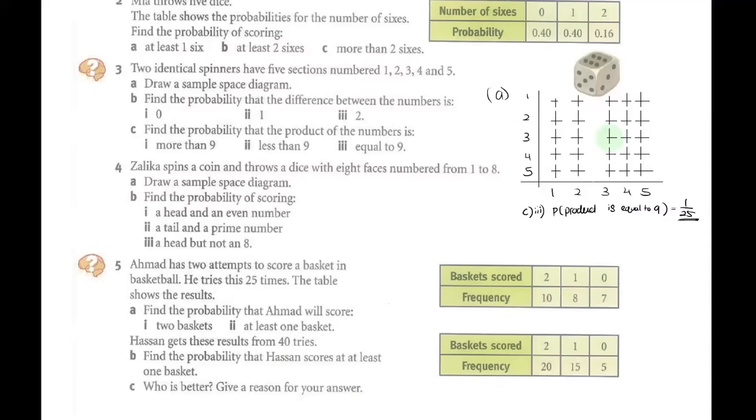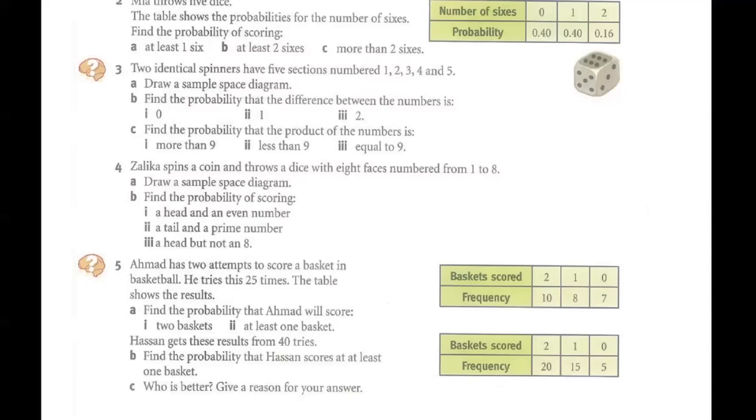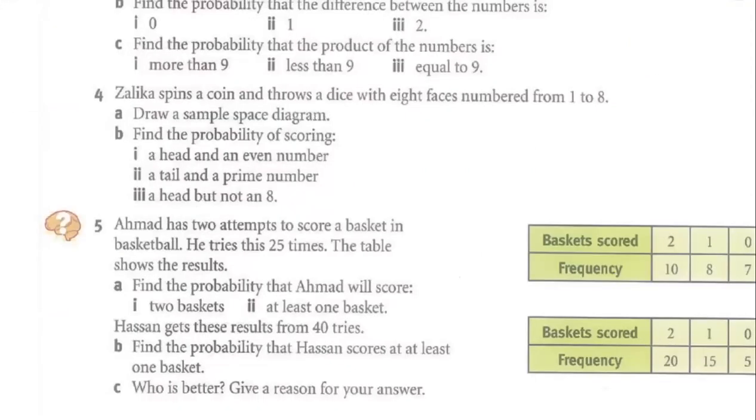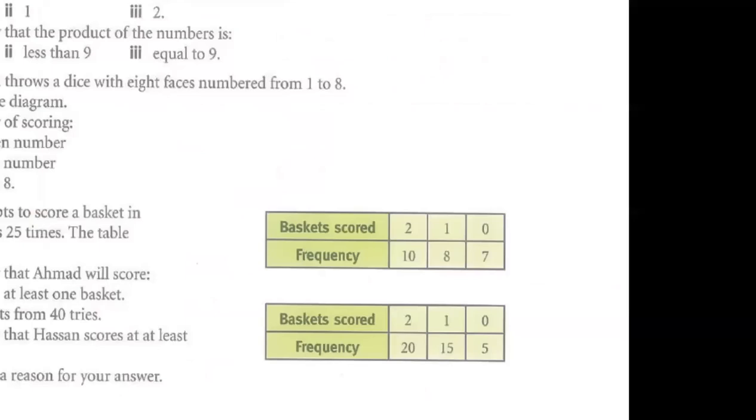Now let's look at number 4. Number 4 says Zalika spins a coin and throws a dice with 8 faces numbered from 1 to 8. Draw a sample space. So one side is your dice, 1 to 8, and the other side is heads and tails.